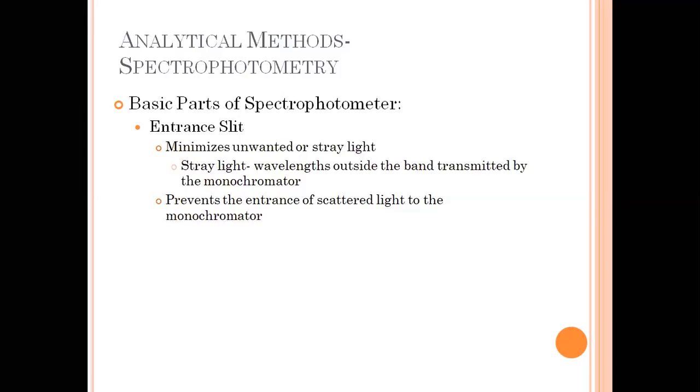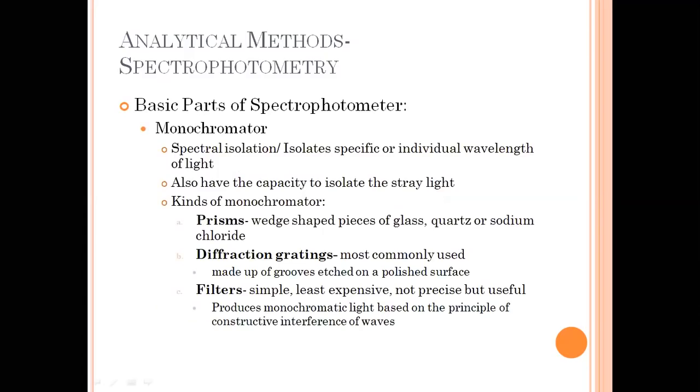Okay? So next component or next part of the spectro is your monochromator. So for the monochromator, okay, this gives you the wavelength that is required for the measurement.